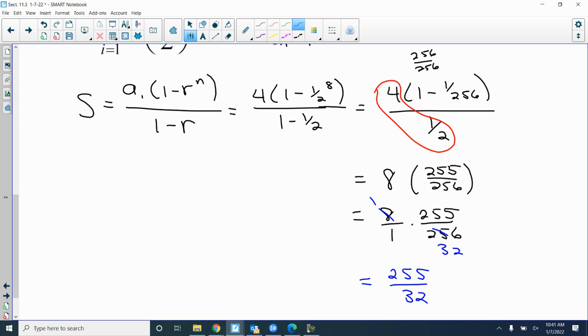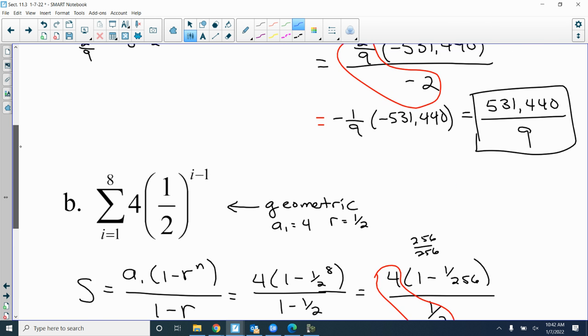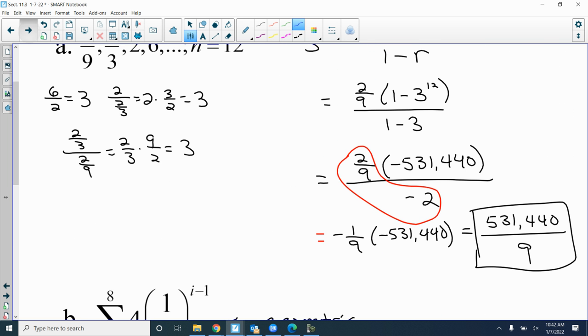I don't think so, because 3 or 5, or 7, the only things that go into 32 are 16, 8, 4. So I think we're good. So 255 over 32, I'm going to leave that as my answer. Not as pretty, like I said. You get some nastier numbers, fractions, and so forth. So that's a geometric sequence.